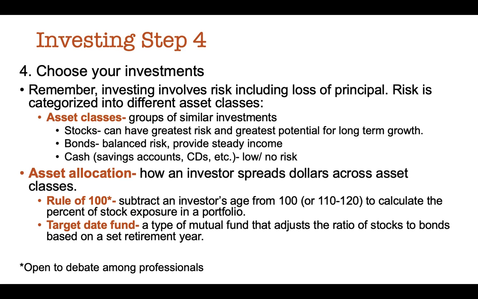So there are different approaches to asset allocation. Again, it depends on the individual, their age, their income level, their risk tolerance, how they want to allocate things. But generally speaking, some ways to think about it is the rule of 100. So the rule of 100 says that an investor should subtract their age from 100 to figure out what percentage of their investment should be in the stock market or their stock exposure, which is that greatest risk, but also greatest growth potential. And some people have said the rule of 100 should really be the rule of 110 or the rule of 120 as people's life expectancy has gone up over the years.